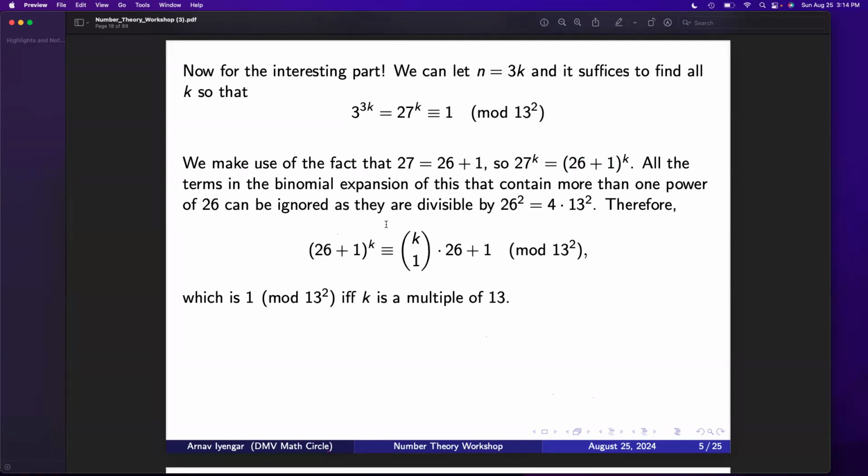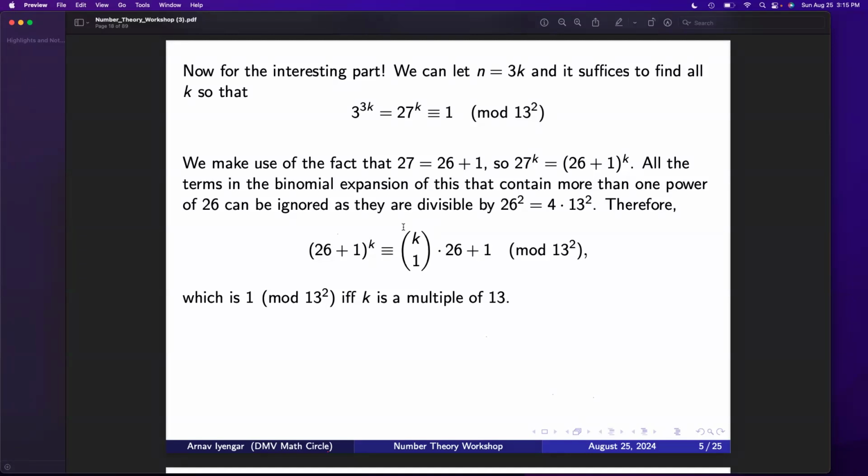So this number, which is just 26k plus 1, has to be 1 mod 13 squared. Well, this means that 13 squared has to divide 26k. So k has to be a multiple of 13. Yeah, the binomial theorem is actually a good way to solve a lot of modular equations.